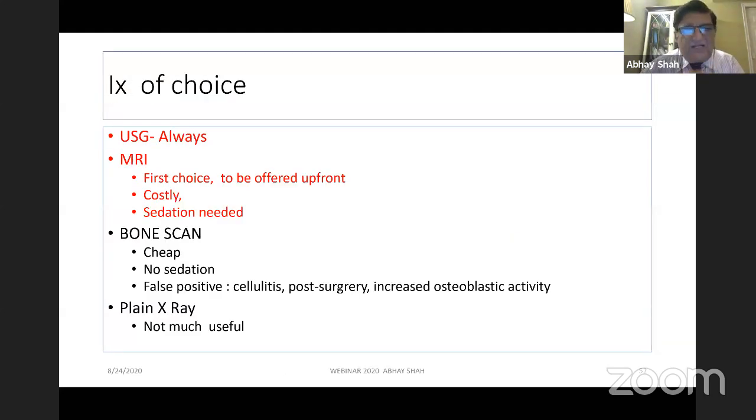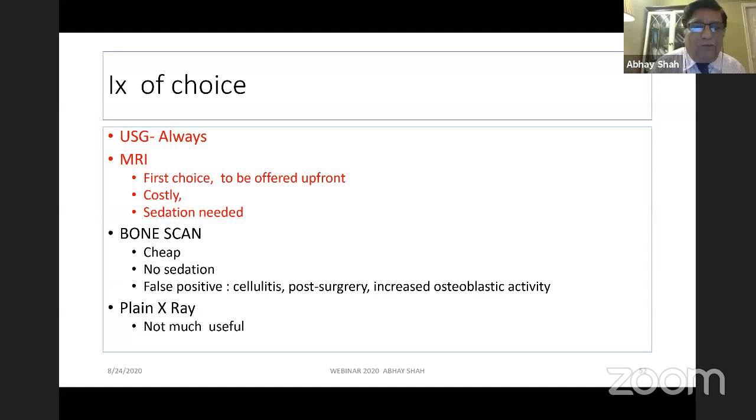And as far as imaging is concerned, USG is always there. MRI, if available, should be provided upfront because it will help to rule out underlying osteomyelitis as well. As far as plain X-ray is concerned, it is not much helpful because in X-ray there may be soft tissue edema, but lytic lesions occur very, very late. And by the time the diagnosis is made, it will be too late, and the child may end up with morbidity.